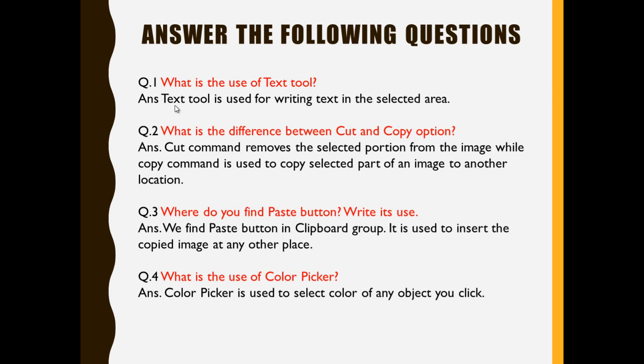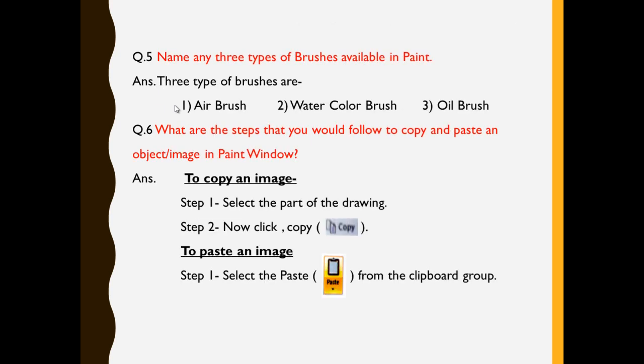What is the use of color picker? One tool name is color picker, and what is the use of it? Color picker is used to select color of any object you click. Name any 3 types of brushes available in paint. The name of 3 types of brushes are airbrush, watercolor brush and oil brush. Some other brushes are also available. You can write those names also.